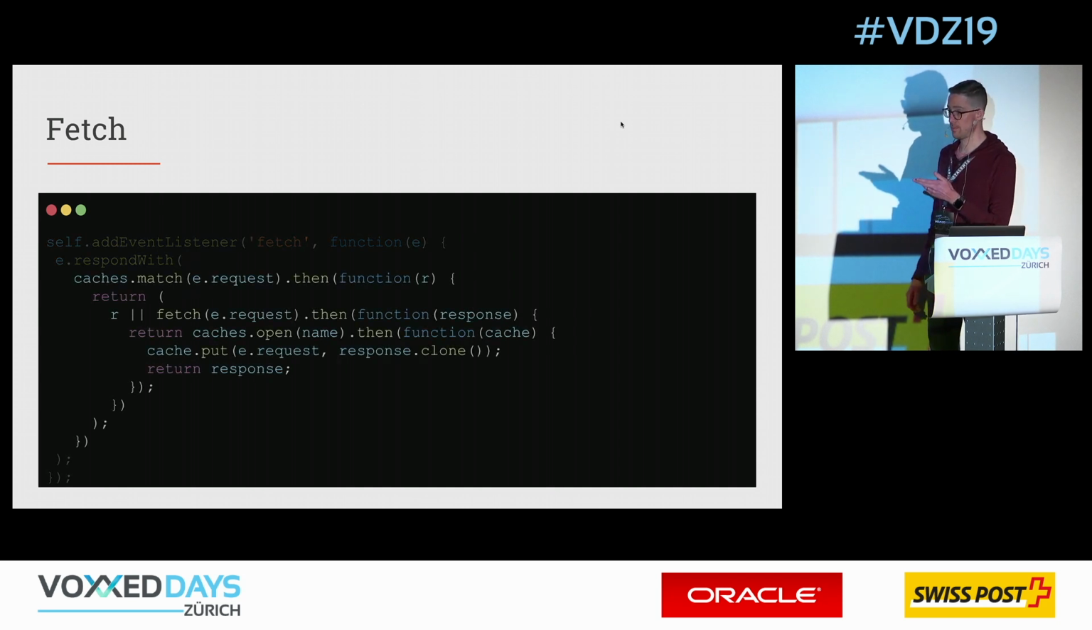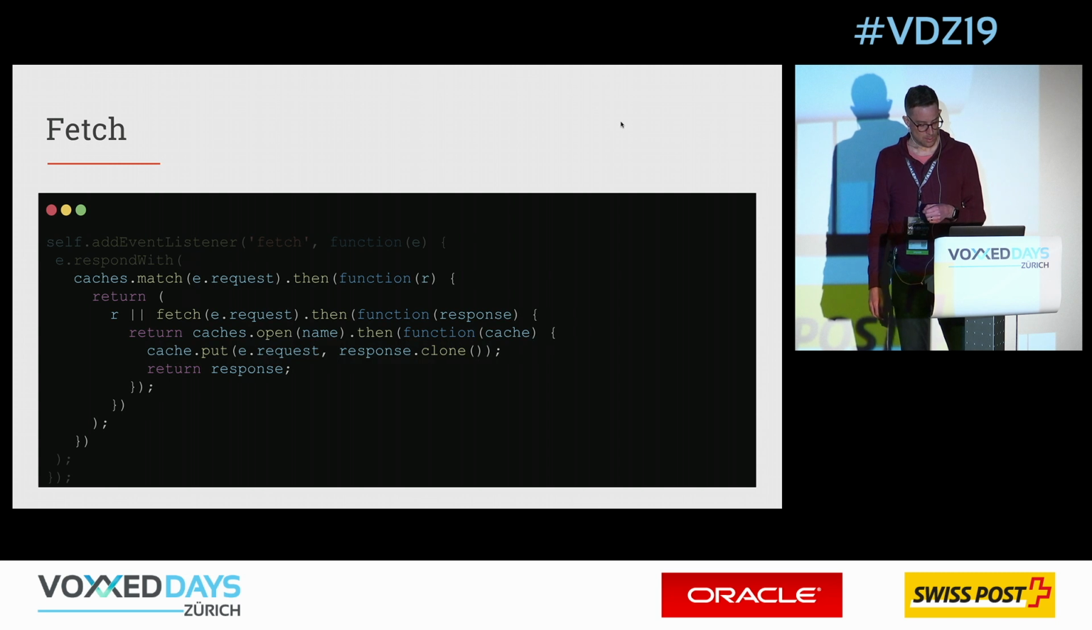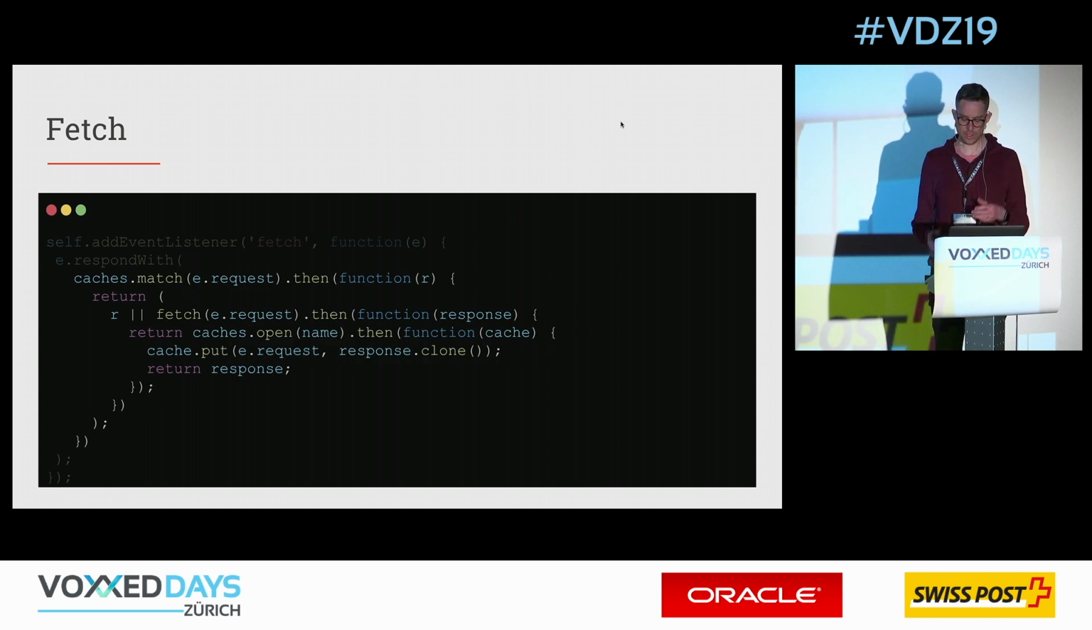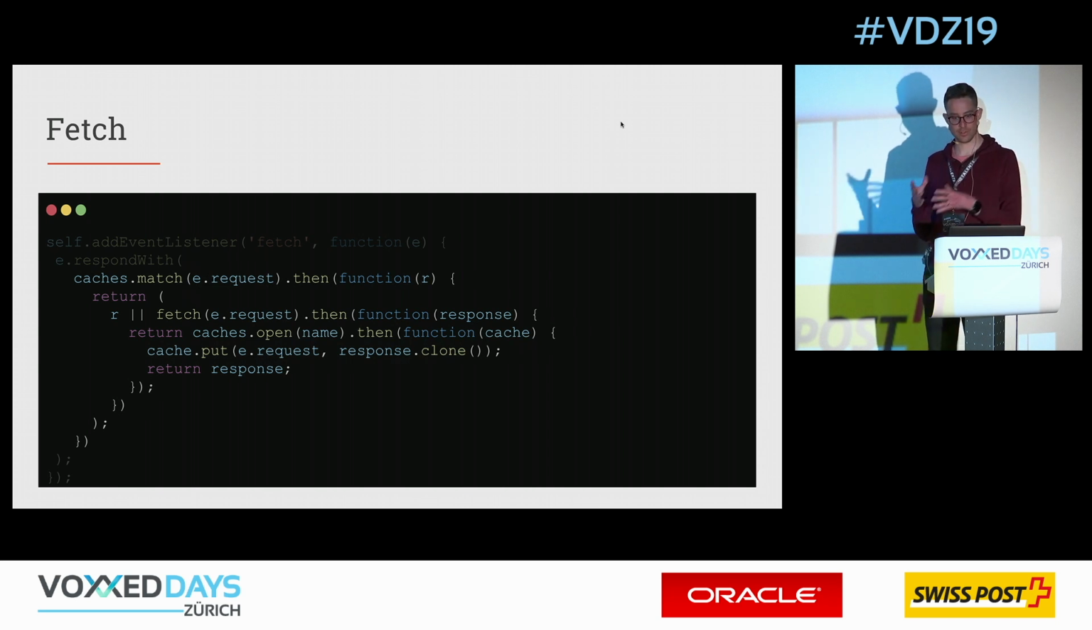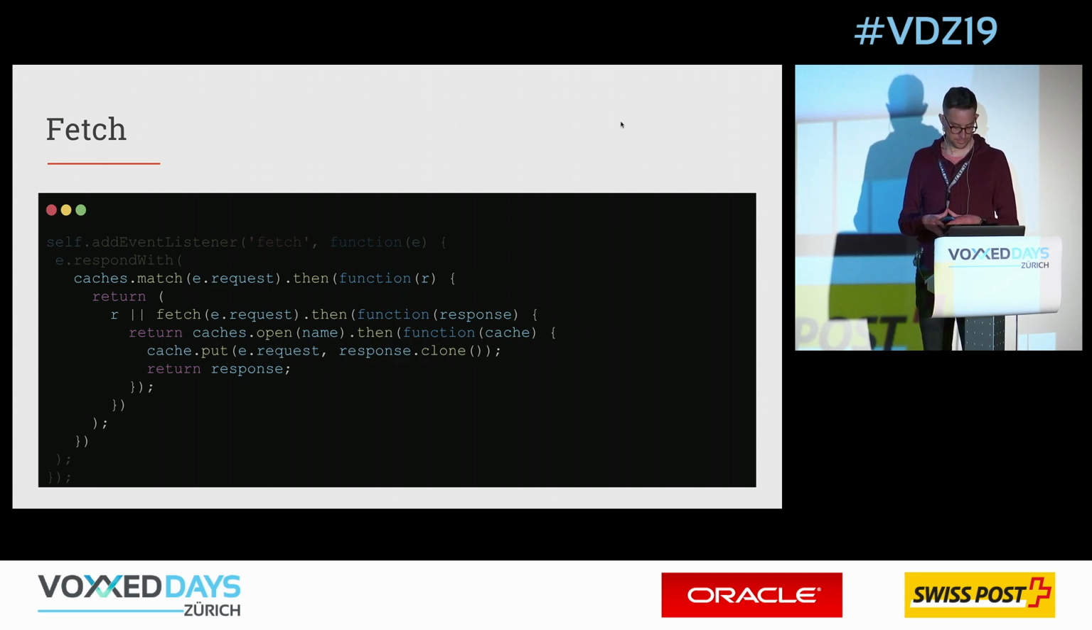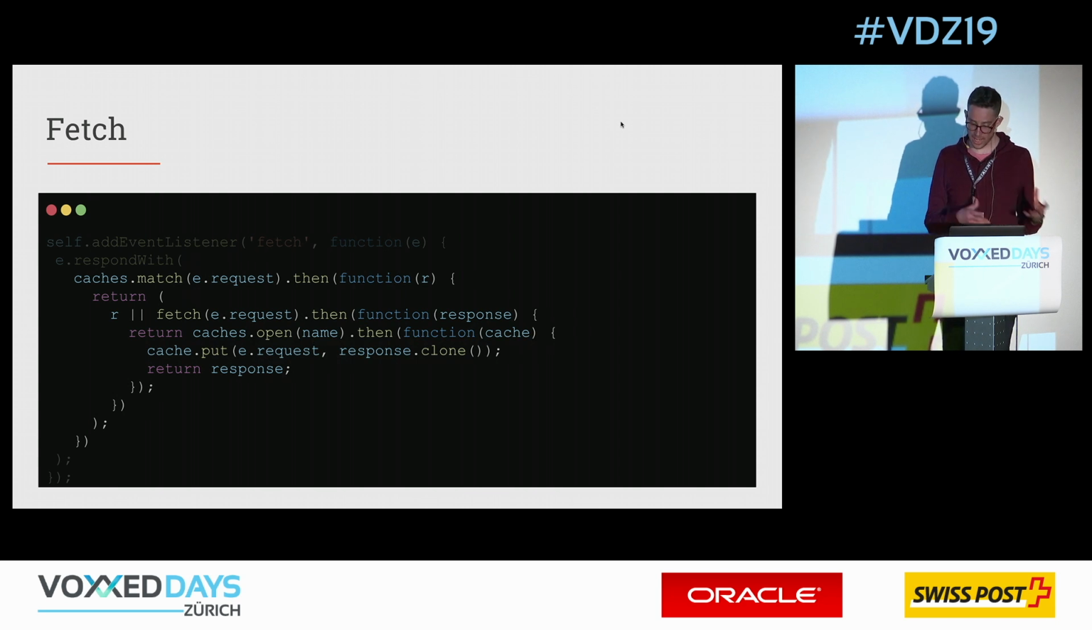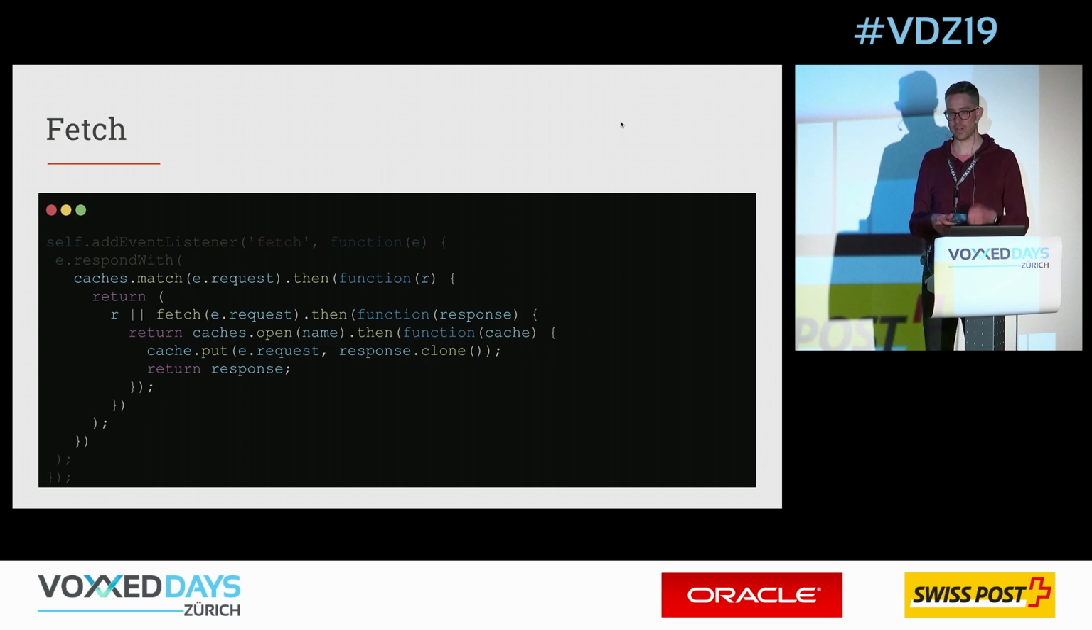Okay, so here we're using that match method that I talked about. We're going to see, okay, do we have this request in our cache? And if we do, let's just return that. Otherwise, let's make a fetch. We're going to fetch from that request and then get the response back in our promise. We're going to open our cache, put it in the cache, and then return that response.